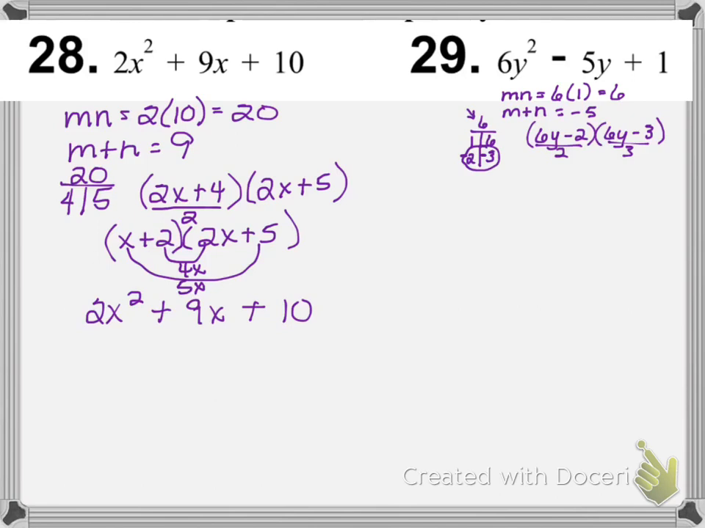And it doesn't have to be the same number. So let's see if this works. So this is 3y minus 1 and 2y minus 1. If you test it, you'll be able to see that when you FOIL it or multiply it or whatever method you use, it will go back to 6y squared minus 5y plus 1.